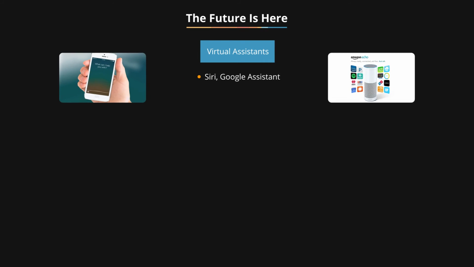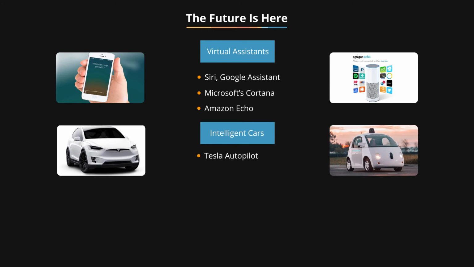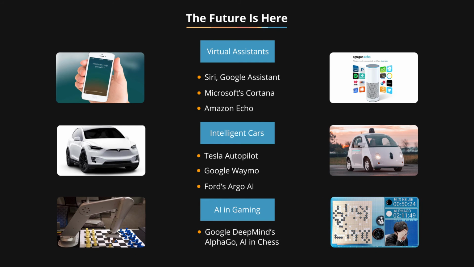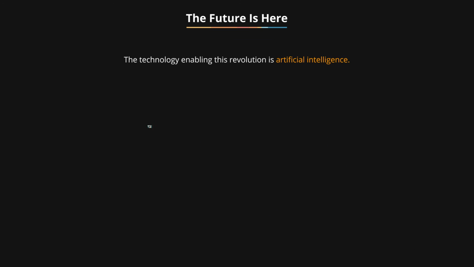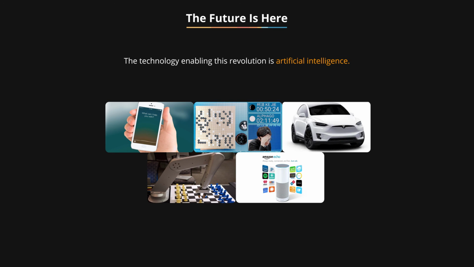In addition to humanoid robots, technology has advanced forward to facilitate the development of virtual assistants like Siri, Google Assistant, Microsoft Cortana, Alexa's Echo. Intelligent cars like Tesla Autopilot, Google's Waymo, Ford's Argo AI, and even in the gaming industry, Google's DeepMind AlphaGo program, which defeated South Korean master Lee So-dol in the board game of Go. The technology enabling this digital revolution is artificial intelligence.